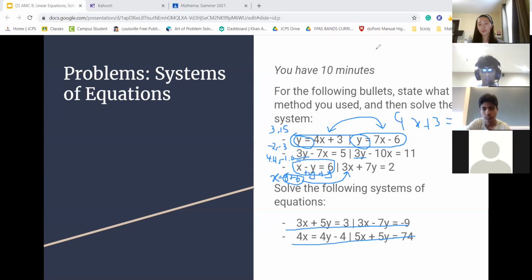And then I substituted that into the first equation. So it became 3x plus 5 equals 3, or 3x equals minus 2. And then I divide by 3, which gives me x equals minus 2/3. Yeah, so that was a good explanation. So the answer is this. And what about this very last one?